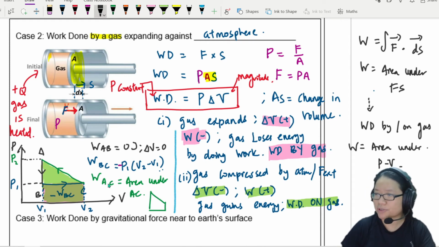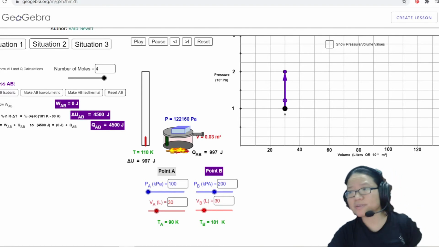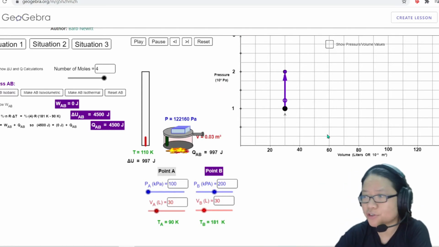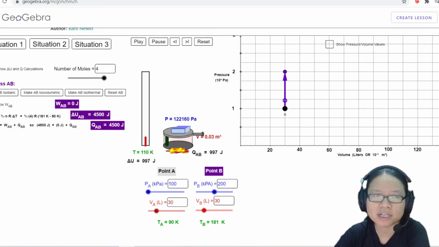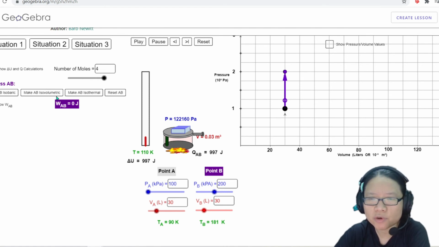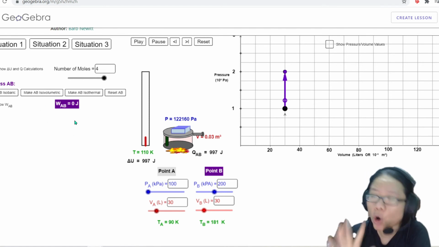Okay, for the same reasons. So in this simulation, you will see that there is a PV graph here. Okay, and you have a sample of gas that I will apply some heat. So first law of thermodynamics, that is A2. We just want to focus on the work done by or on the gas.